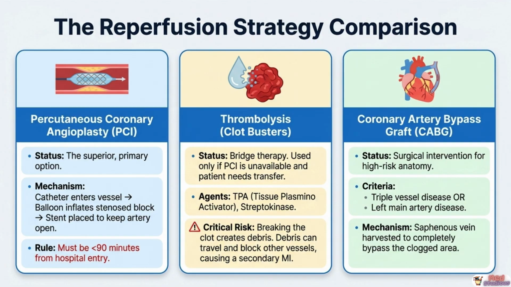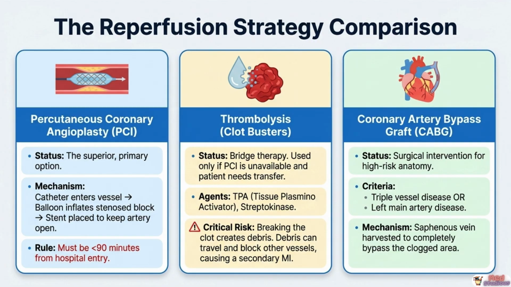Thrombolysis, using tissue plasminogen activator, such as alteplase or tenecteplase, or streptokinase, is the bridge therapy deployed when PCI is unavailable within the 90-minute window, typically because the patient presents to a non-PCI-capable facility requiring transfer. Thrombolytics enzymatically dissolve the fibrin matrix of the occlusive thrombus, restoring some degree of flow. The critical risk of thrombolysis is thrombus fragmentation. Breaking the clot produces debris that can embolize to downstream smaller vessels, causing microvascular obstruction and, in rare cases, precipitating a secondary myocardial infarction or stroke.